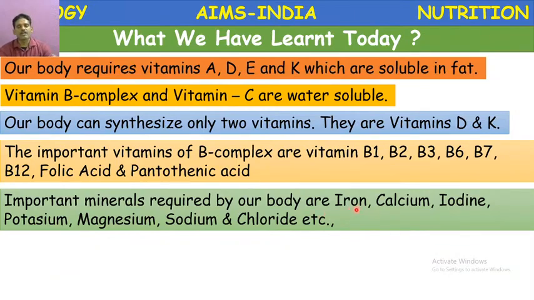Iron deficiency causes anemia. Calcium deficiency causes rickets and osteoporosis. Iodine deficiency causes goiter. And sodium, chloride and potassium, these three are very important in neuronal activity, nerve impulse or nerve transmission, and also maintain osmotic balance, water balance in the body.